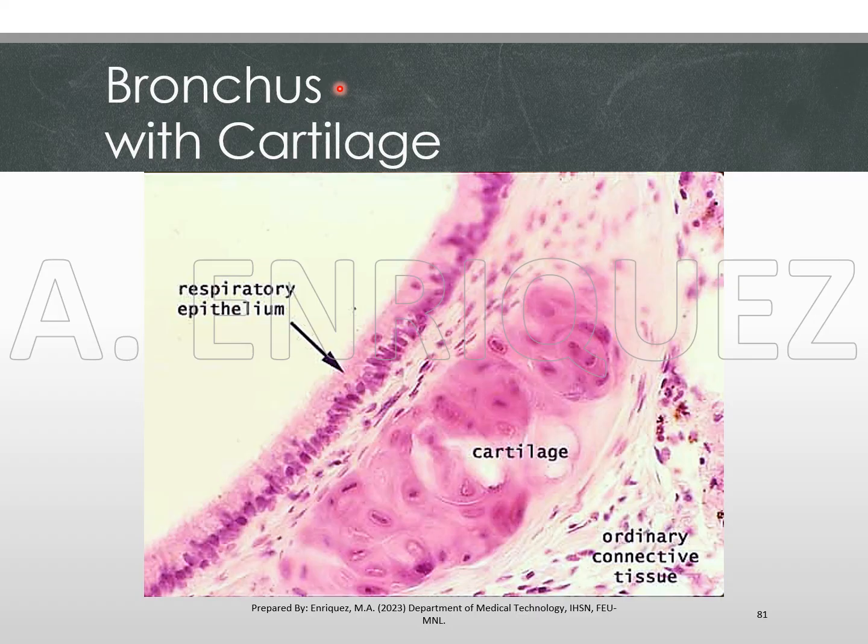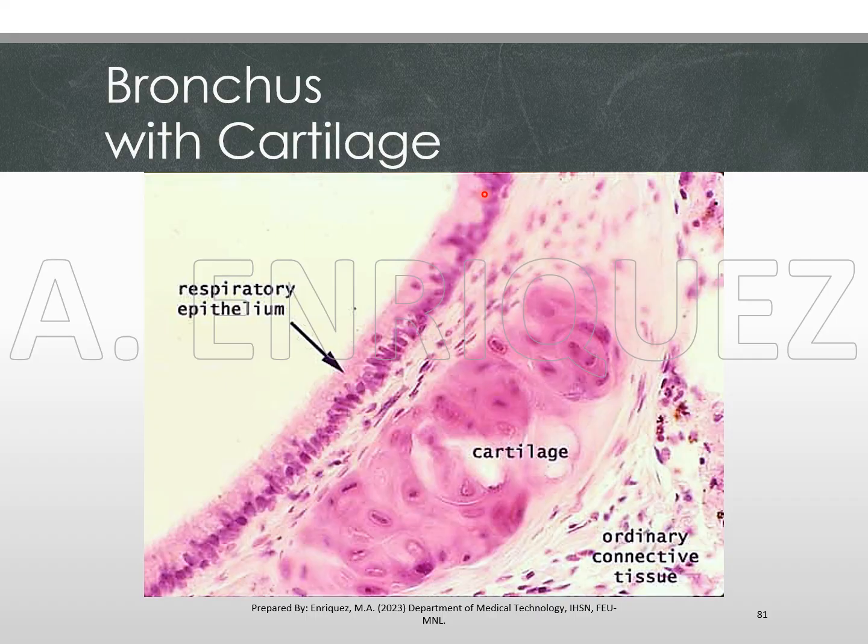This slide right here shows us an example of the bronchus with cartilage at high power objective. So again, same respiratory epithelium. It's made up of pseudostratified ciliated columnar epithelium. Guys, kapag itong mga bagay na to ay minali nyo pa sa mga upcoming practicals and sa upcoming mga major exams, no?